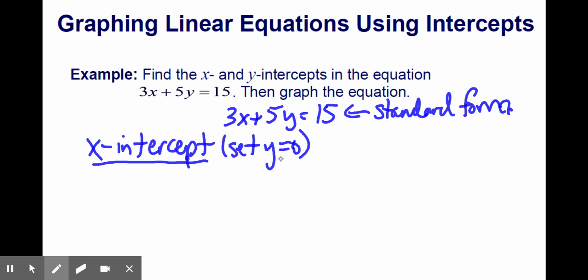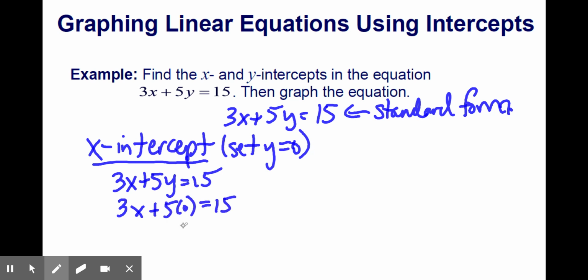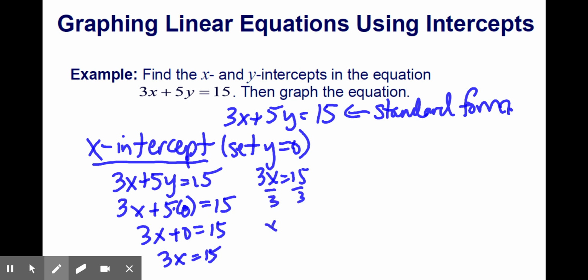So let's go up in our equation here. We have 3x plus 5y equals 15. We're going to make the y-coordinate a 0, so we're just going to plug 0 in for y. And if we do, 5 times 0 is just 0. 3x plus 0 is just 3x. So 3x equals 15. If we divide by 3 on both sides, we will solve for x, and we get x equals 5. So now this gives me my x-intercept.